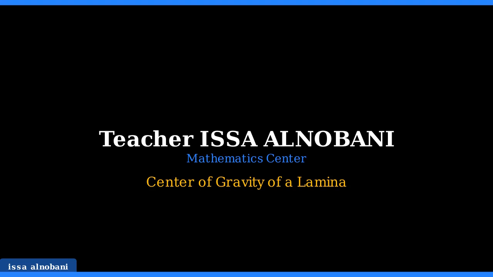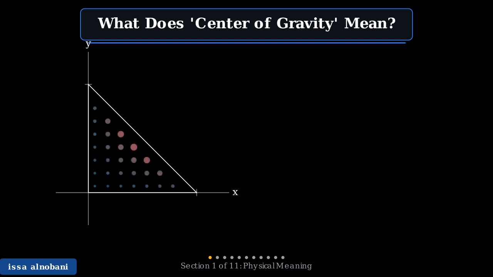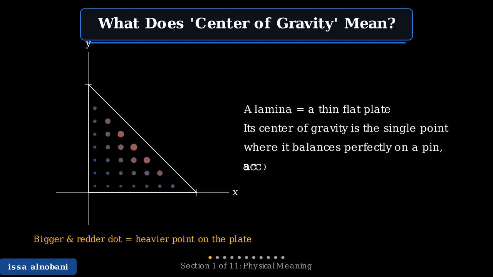Today we will find the center of gravity of a triangular lamina with a non-uniform density. First, let's understand the physical meaning. A lamina is a thin flat plate. If its density varies from point to point, its center of gravity, or center of mass, is the single point where the plate would balance perfectly on a pin, taking into account how the mass is spread out, not just the shape.